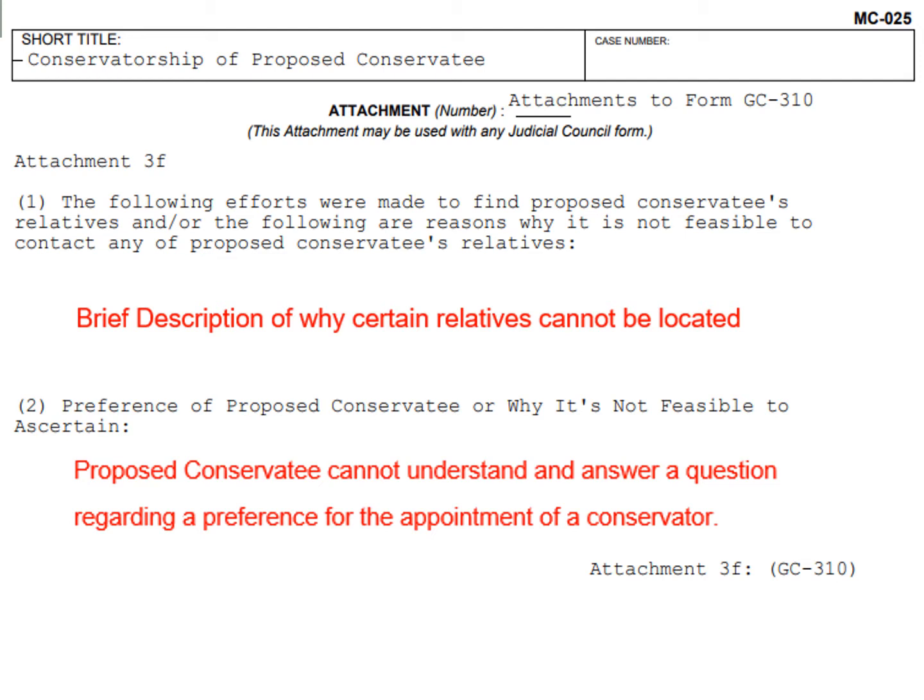This might require contacting other family members, former employers, and checking social media. If the conservatee is unable to state their preference for a conservator, this is where you will write a statement to that effect.